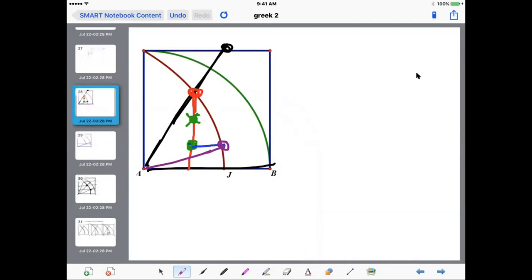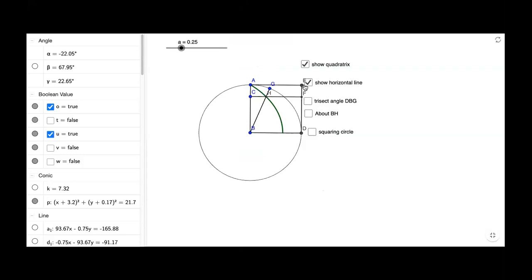The red line was from where the angle intersected the quadratrix. The green point was 1/3, made it so that from the bottom to the green point was 1/3 of the whole segment. The blue line was just horizontal, and the purple line was just connecting the dots. I will show you in this. Check this out. Trisect here. I'm going to hide that. So here's my angle.